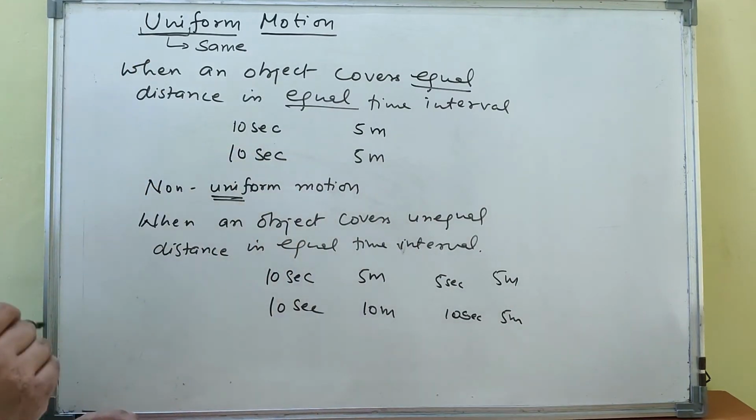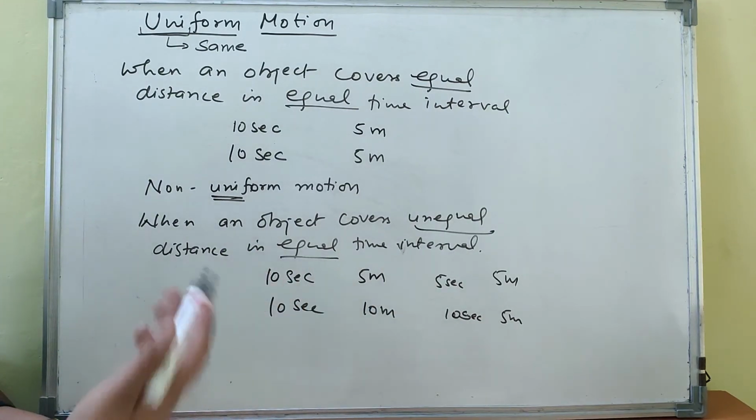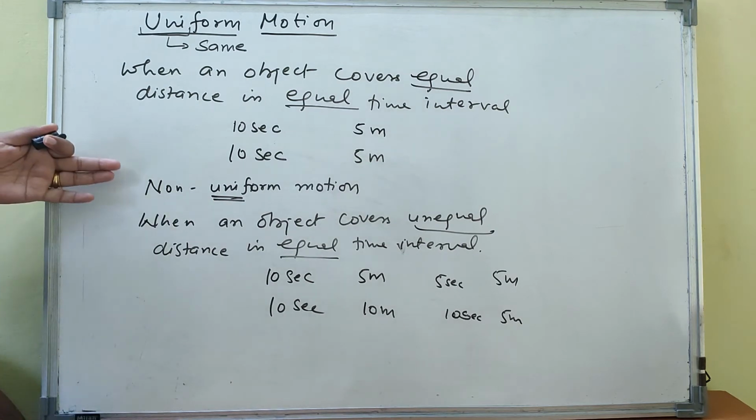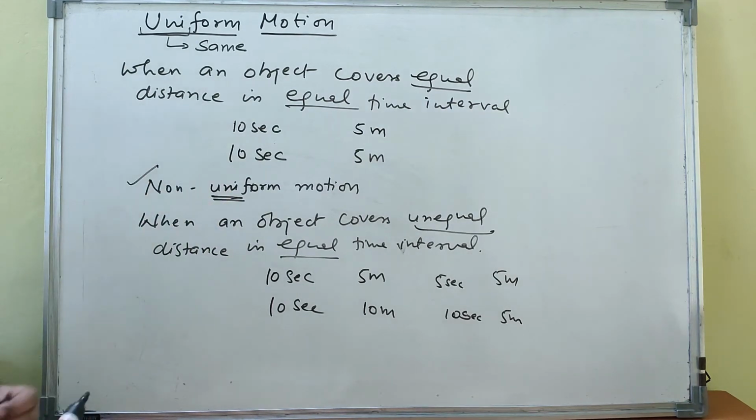Then also it is non-uniform motion. It means one of the things should be unequal. Either the distance should be unequal or the time interval should be unequal. In such cases, you will have non-uniform motion. Practically speaking, most of the cases we have non-uniform motion because our road conditions are not the same.